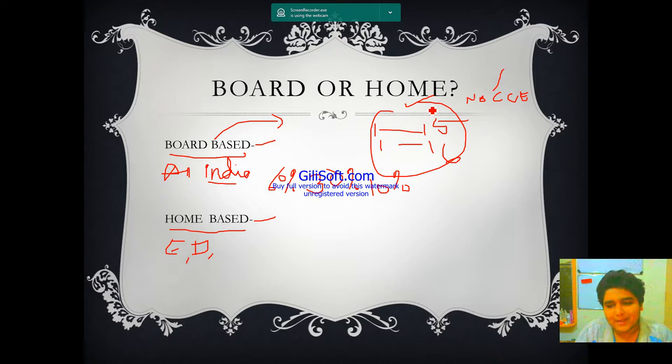Having said this, the home-based exam is very good if you're taking that, because you can make an attempt and get good scores, but it depends on which region you are in. So I personally prefer you take the board exam. So if you've taken the board exam, congratulations. The next thing we are talking about is overall preparation.